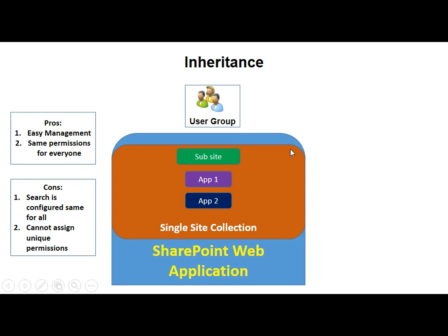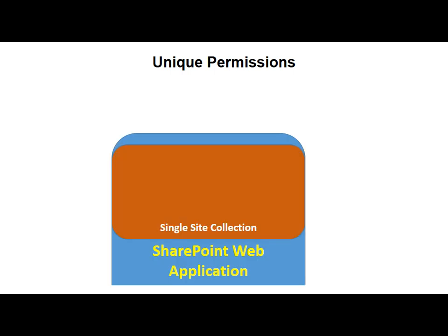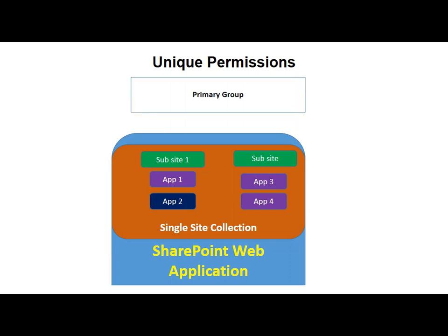Okay, so coming towards the unique permissions. Okay, we have SharePoint web application, we have a single site collection, and in this site collection you have subsite 1, app 1 and app 2, and you have subsite 2, app 3 and app 4. Okay, you have a primary group in which all the members or all the groups of your organization are a part of this primary group. Okay, in this example I am explaining two user groups. You may have multiple user groups. All of these user groups are the part of primary group or are the member of primary group.